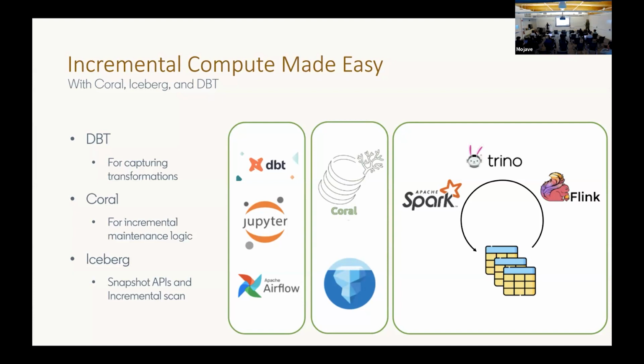To achieve that, we leverage a set of tools that are powerful for the data productivity ecosystem, such as DBT, Coral, and Iceberg. We use DBT for capturing the transformations from the end user, and Coral for logic rewrite and for inferring the incremental version of the user query. And we leverage Iceberg for its time travel capabilities and snapshot and incremental scan APIs.